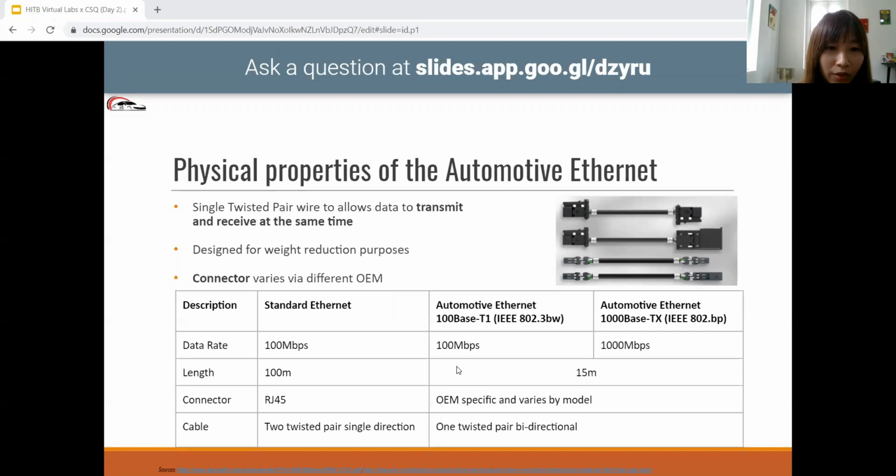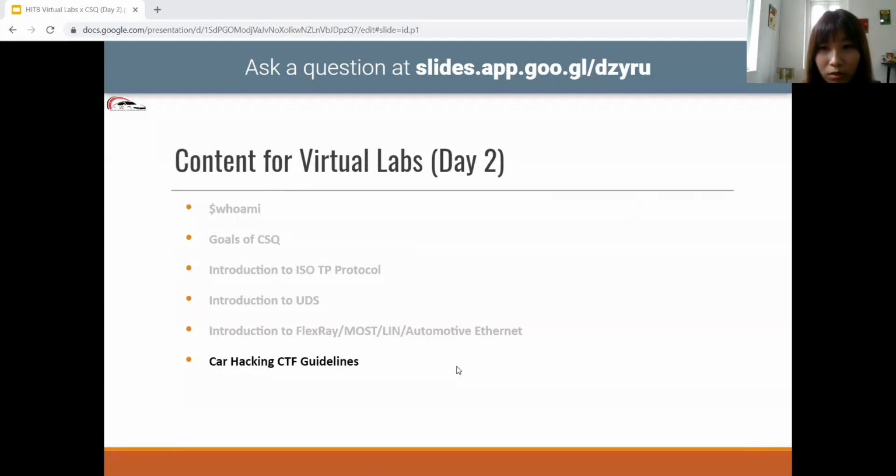The connector varies by OEM as well. For standard Ethernet you use your RJ45, and for Automotive Ethernet it depends on the manufacturer and the OEM. Automotive Ethernet is also much shorter in reach compared to standard Ethernet. Standard Ethernet is 100 meters, Automotive Ethernet is 50 meters. Data rate is the same: 100 megabits per second for 100BASE, and 1000BASE-TX is 1000 megabits per second. Right. Okay, so we come to the end of the content for today.